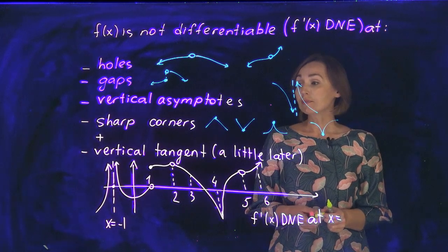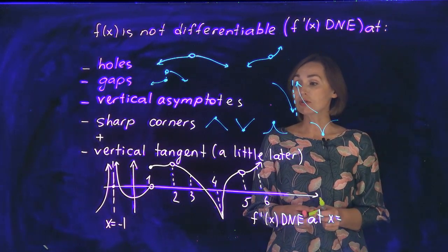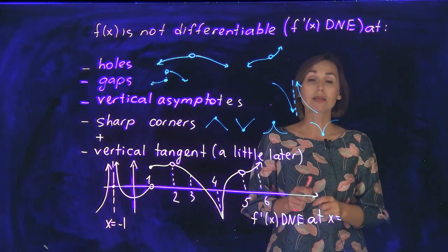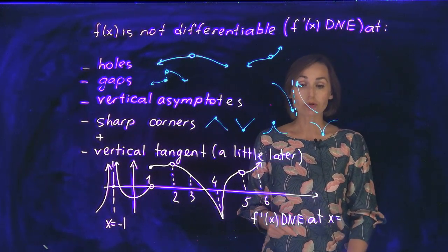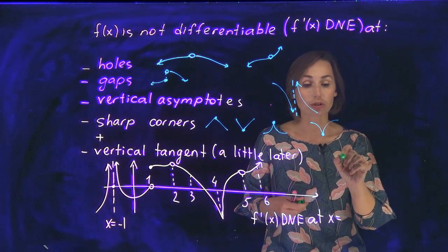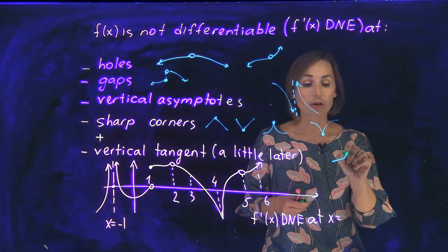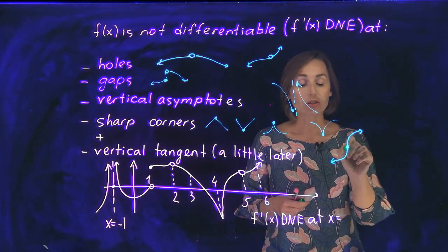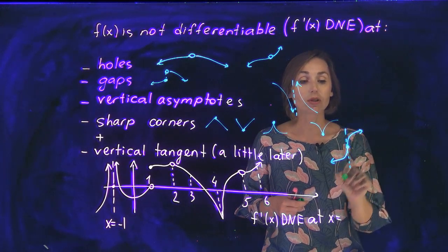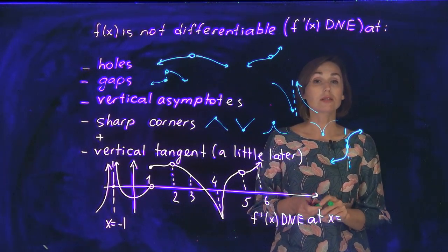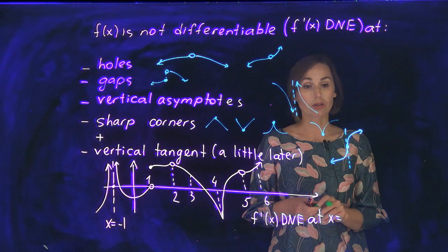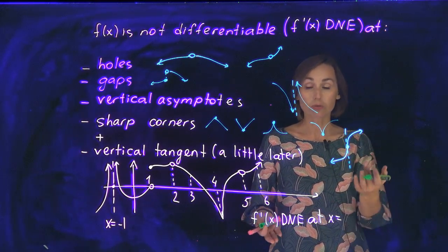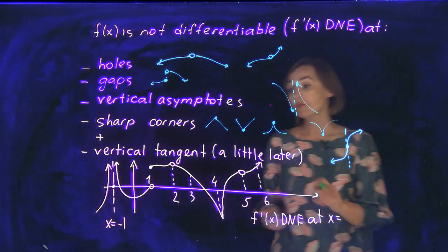Next one. I'm telling you that the derivative does not exist when we have a vertical tangent line, and we will talk about that a little later. I just want to explain how it looks on the picture. It is possible that the function somewhere looks like this. And at this point, if you draw the tangent line, it will be vertical. The derivative is the slope of the tangent line, and the slope of a vertical line does not exist. That's why.